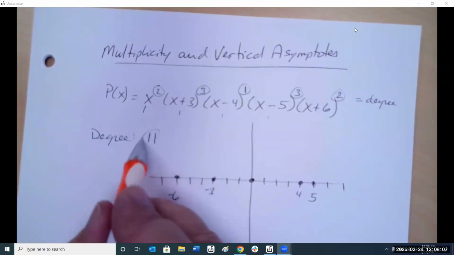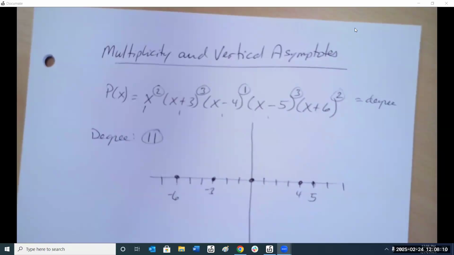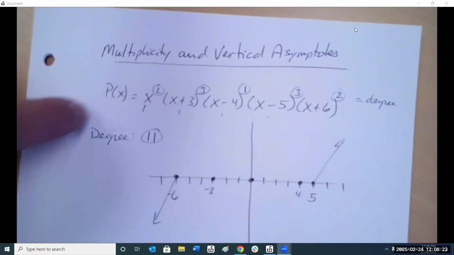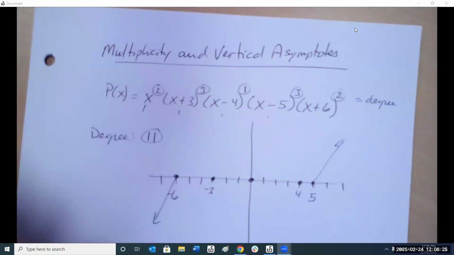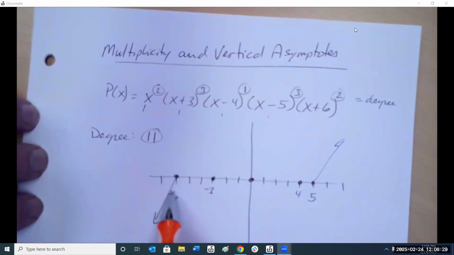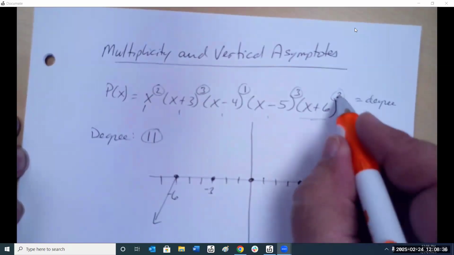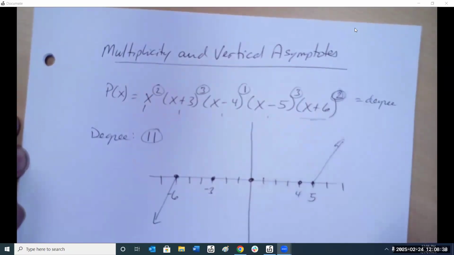Since the degree is 11, what do we know about the end behavior of the graph? One goes up and one goes down from the last intercepts. Because all of the x's are positive, we know it's that. If this one is negative, then it'd go the opposite direction. All right, so at -6, does it bounce or cross? Bounces because it's even.